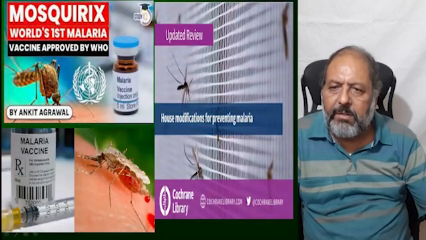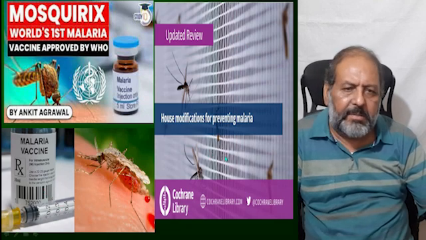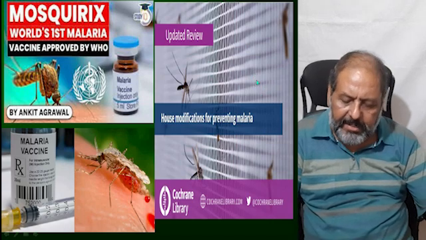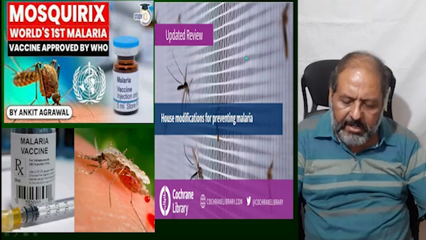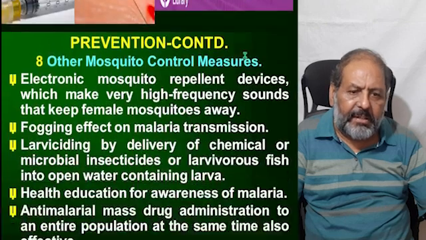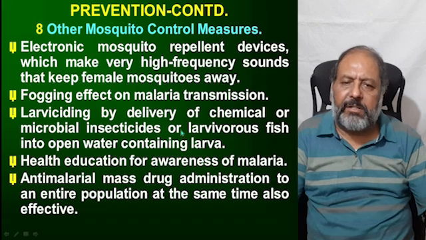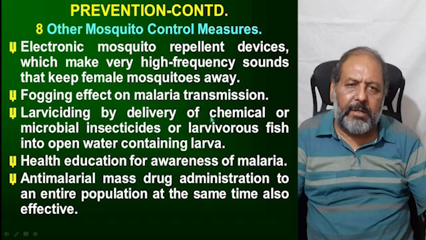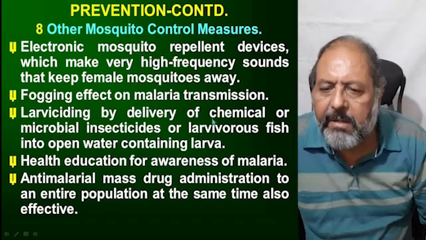So here that is Mosquirix, the first malaria vaccine, and there is also another malaria vaccine, and that is how one can see the house modification to prevent the malaria by using the screen and other ways. Now, other mosquito control measures are electronic mosquito repellent devices which make very high frequency sounds that keep the female mosquito away, because it is the female mosquito which is responsible for transmitting the disease.